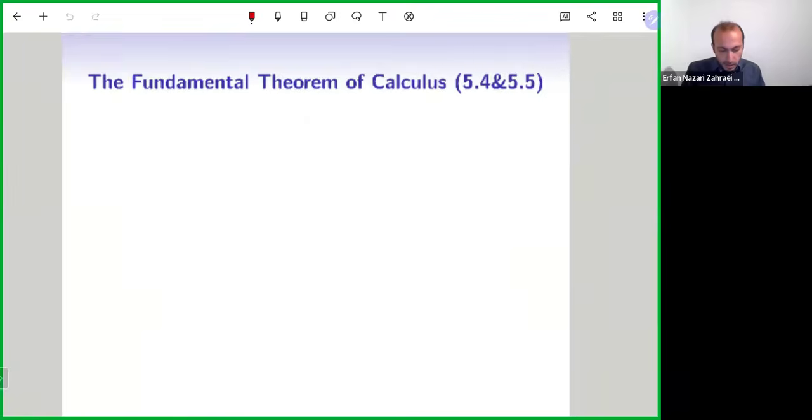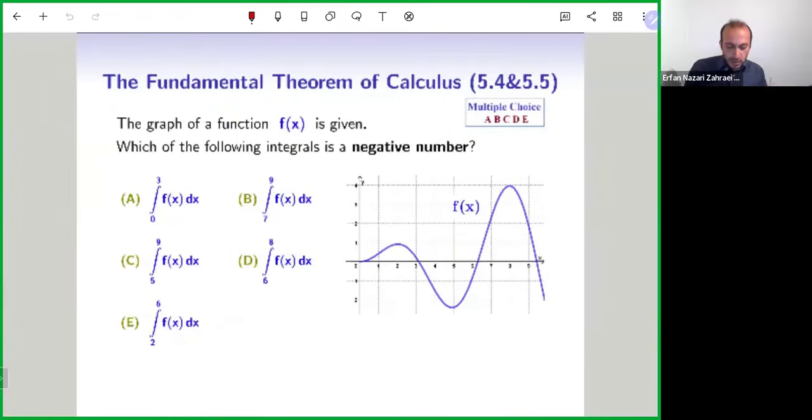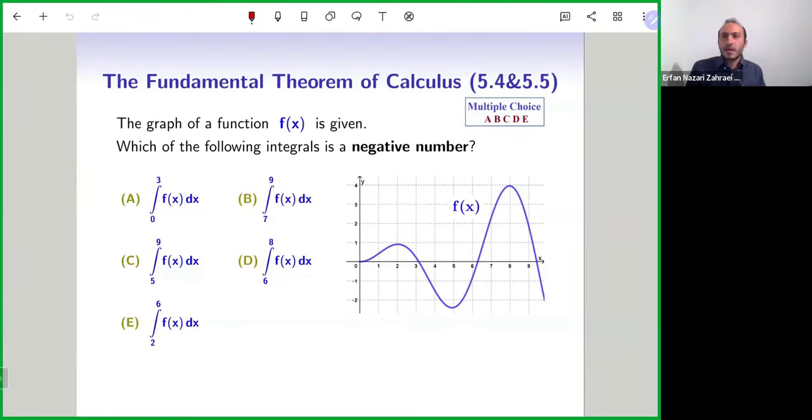Okay, now let's look at this question. I don't like this question on this slide because it has nothing to do with the fundamental theorem of calculus. This should actually be in the previous slides when we defined the definite integral. This is just about the meaning of definite integral and when it's positive and when it's negative. We are not using the fundamental theorem of calculus here. So this question asks which of these definite integrals, in other words, which of these signed areas, are positive or negative.